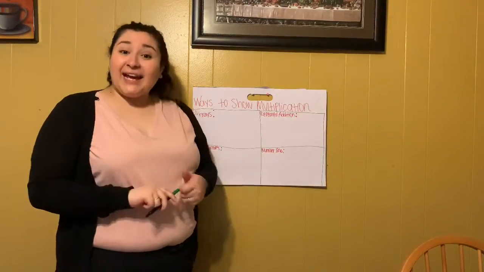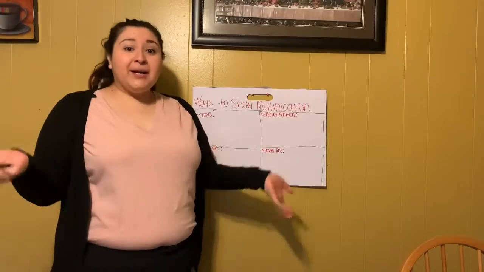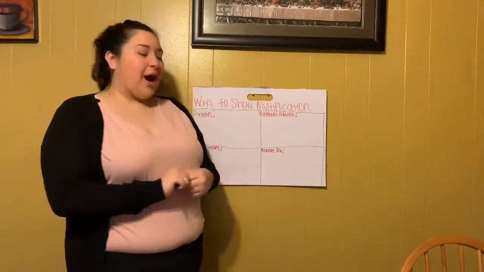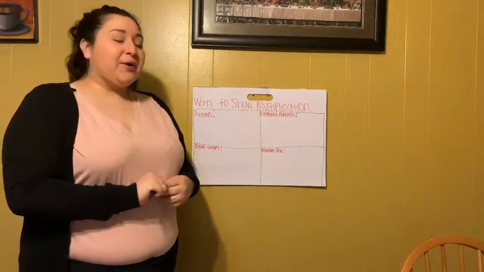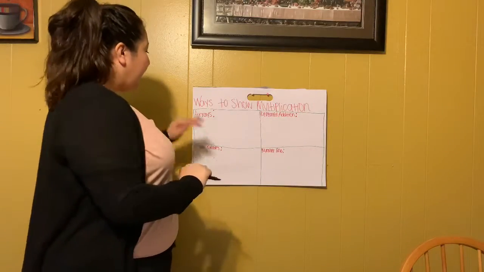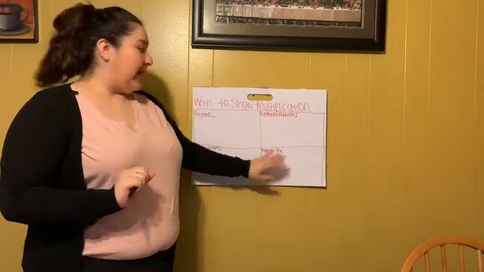Alrighty guys, so today we're going to be reviewing 4 different ways to show multiplication because we have to show our work. That's a great job, awesome. So we do have to show our work, so I have 4 different ways we can show our work using multiplication. We have arrays, repeated addition, equal groups, and a number line.